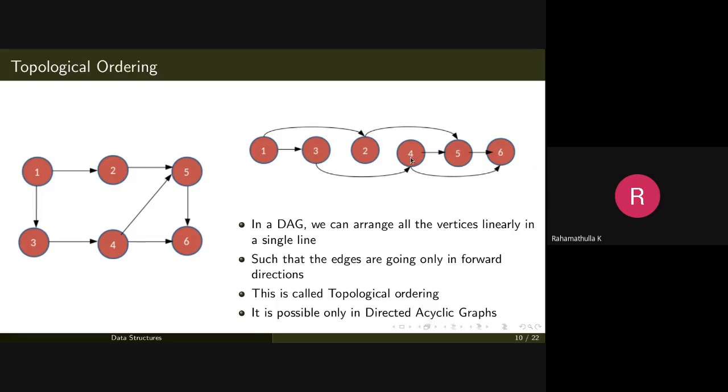So this sort of arrangement is known as topological ordering, and topological ordering is only possible in the case of a directed acyclic graph. For example, if you had a cycle, then there would have to be an edge going in the backward direction. So in a topological ordering, there are only edges in the forward direction and the vertices are arranged linearly in a single line.